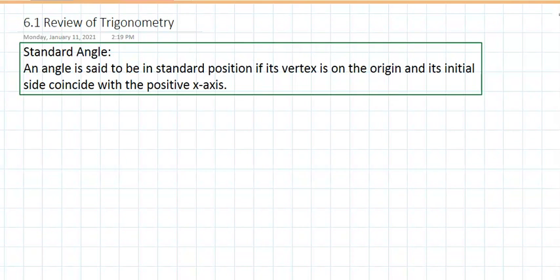So I need to remind you really quick how this works. A standard angle is what we start with. So we're going to be using standard angle all throughout this course. An angle is said to be in standard position if its vertex is along the origin and its initial side coincides with the positive x-axis. So a polar grid looks like this. If you really want to map it on the rectangular coordinates, you can. It looks like this.